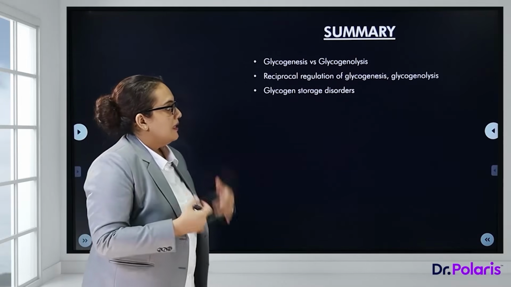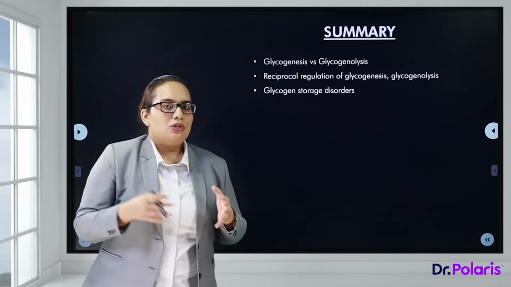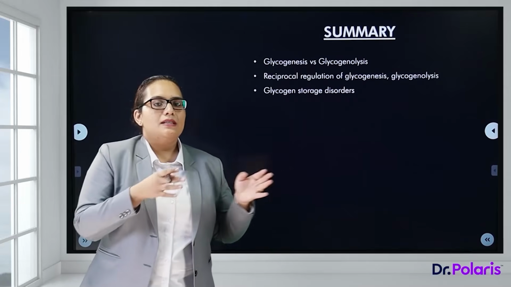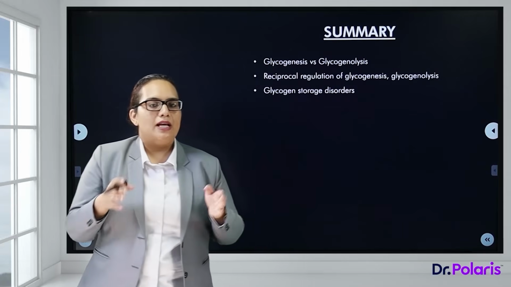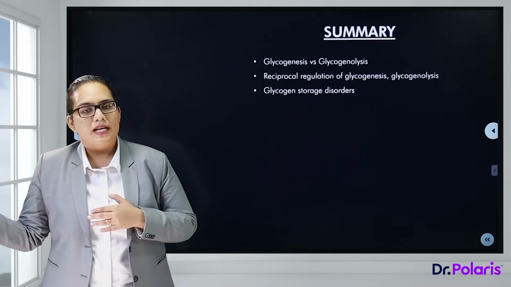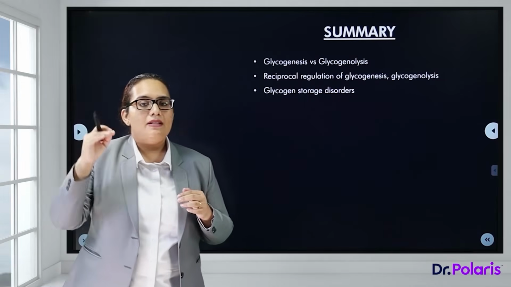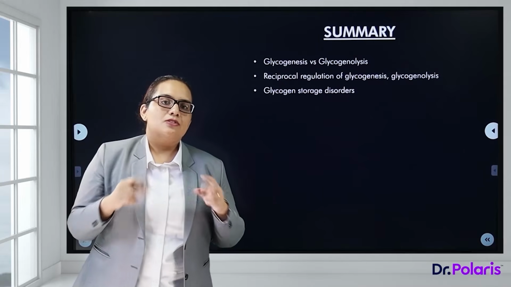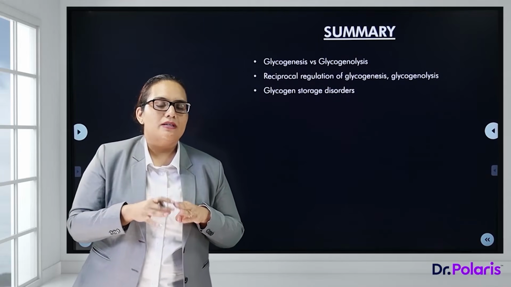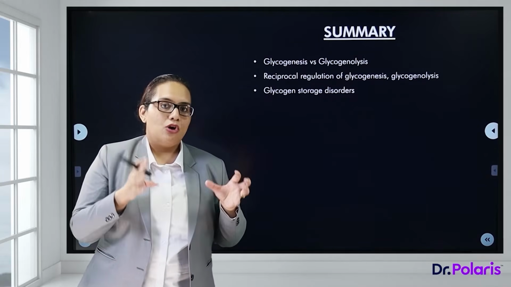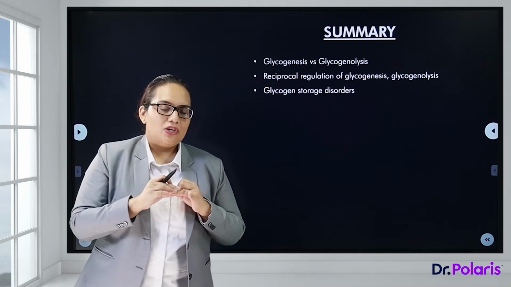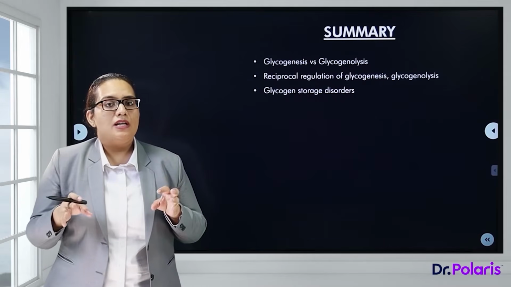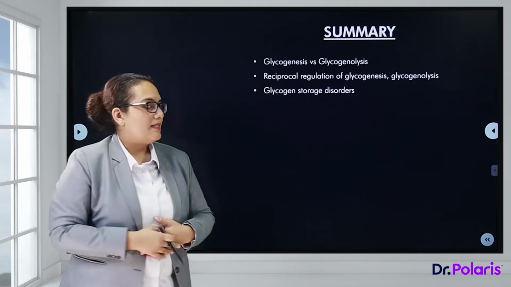Then talking about the regulation of glycogenesis and glycogenolysis, the key enzymes of both pathways are known. It is glycogen synthase in case of glycogenesis and glycogen phosphorylase in case of glycogenolysis. And both pathways are regulated in order to prevent futile cycles. The three main ways through which regulation occurs are covalent modification or hormonal regulation, allosteric regulation, and last but not the least, the influence of calcium, especially on muscle glycogenolysis.